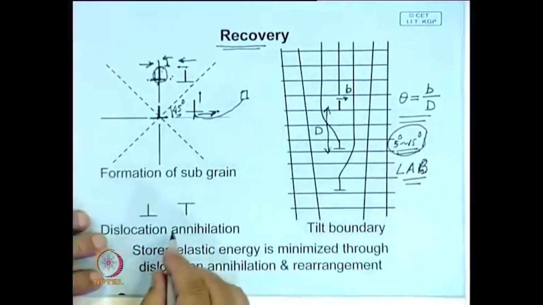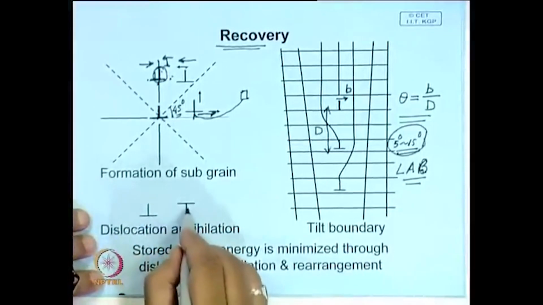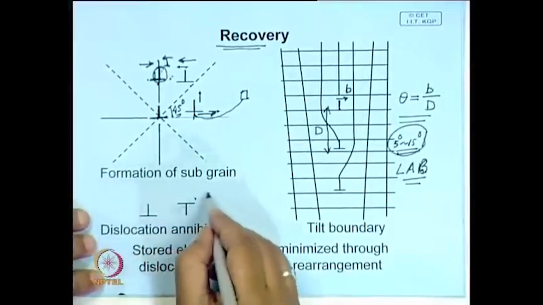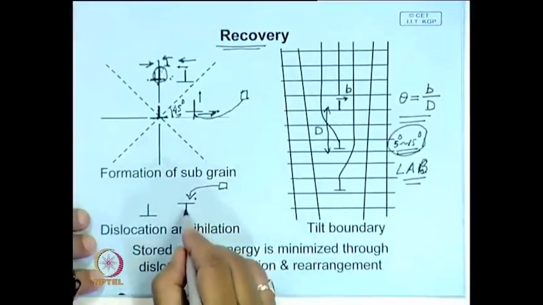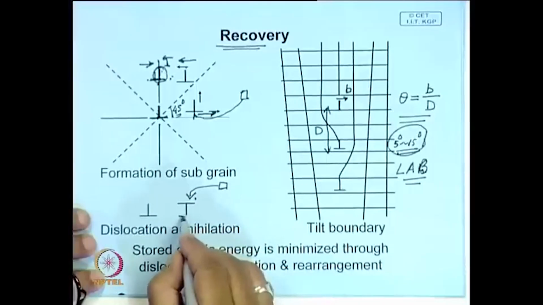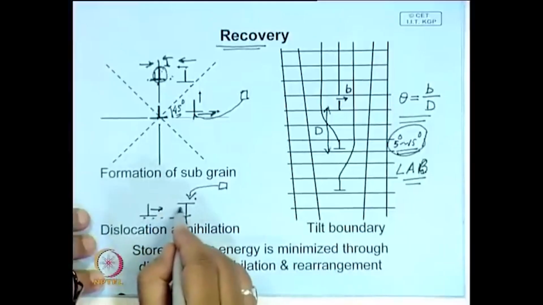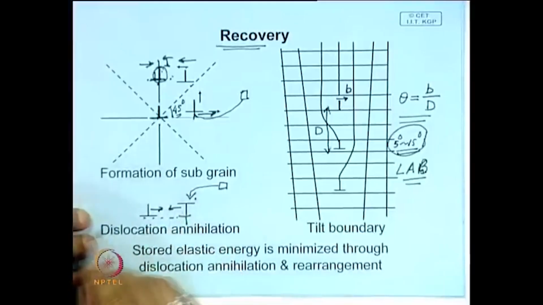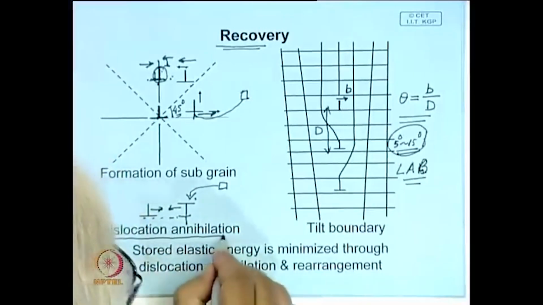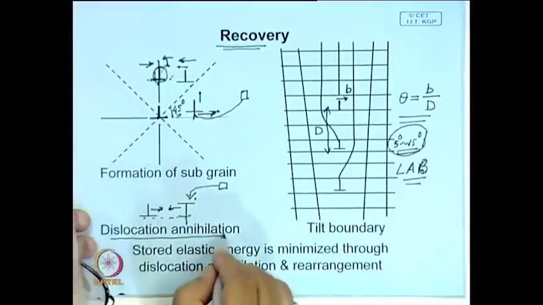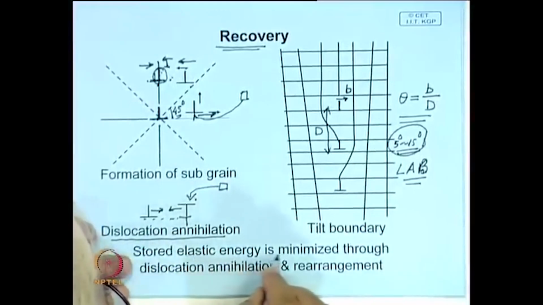or tilt boundary. Now, the annihilation process is something like this. If you have this type of dislocation, this is a negative dislocation. If a vacancy moves from here, comes, this will climb down, it will finally come here, and when they are both in the same plane, they move towards each other, and finally they will annihilate. So, this is a process of recovery, some rearrangement of dislocation and dislocation annihilation, the stored energy is minimized.